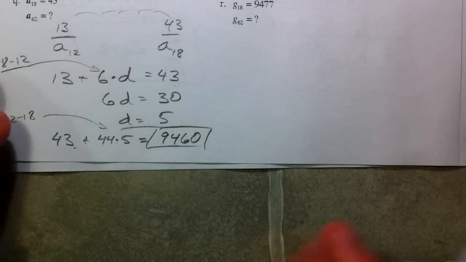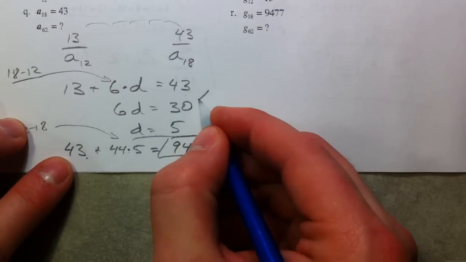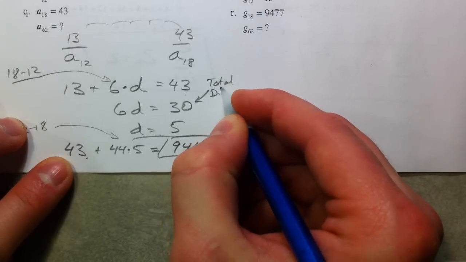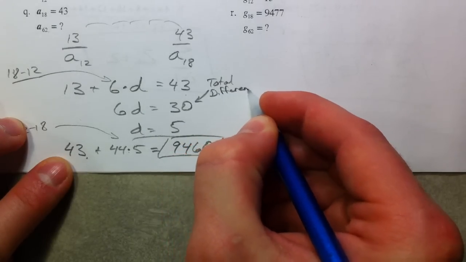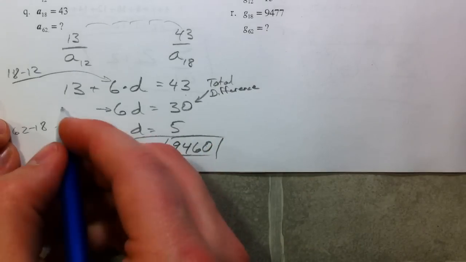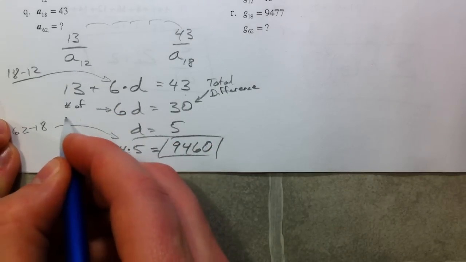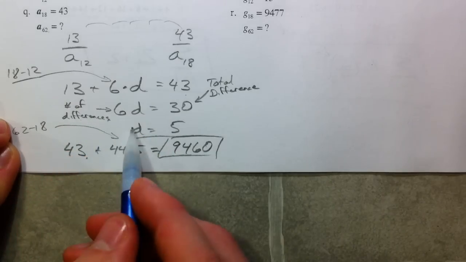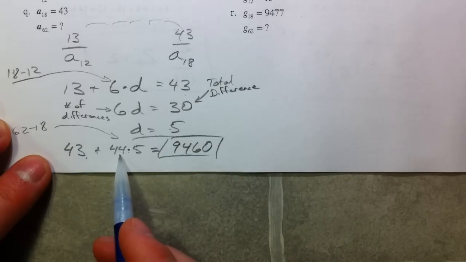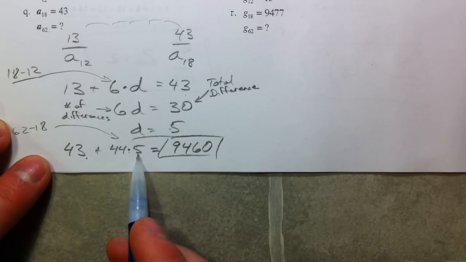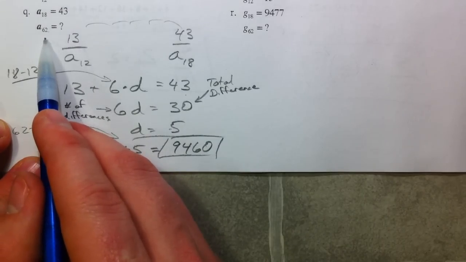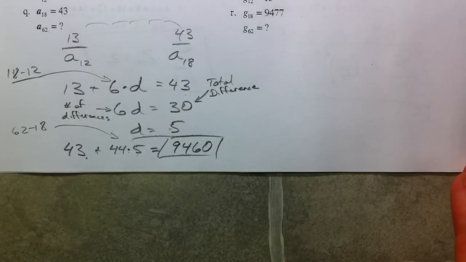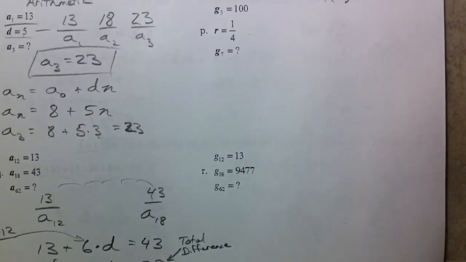So again, we used the total difference, number of differences, to find d, 5. And then said, okay, well, there's 44 more differences, 44 times 5, to get to the 62nd term. And that's where 9,460 came from. On to some geometric.